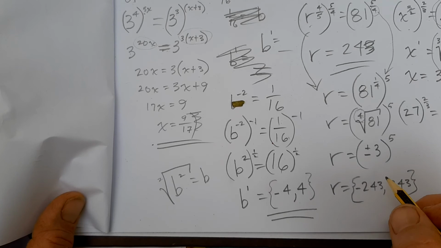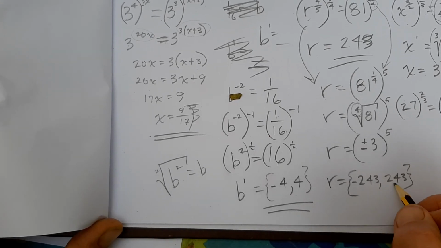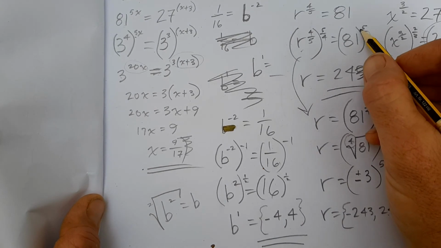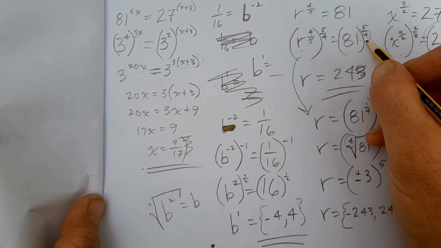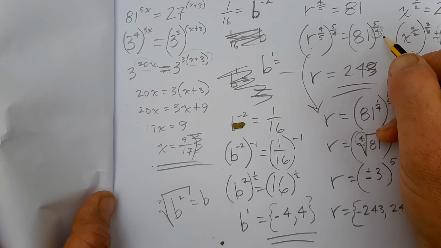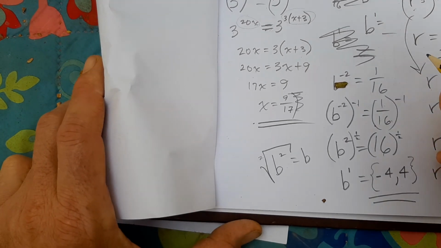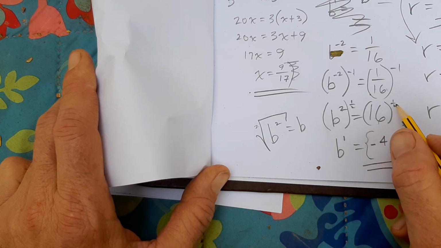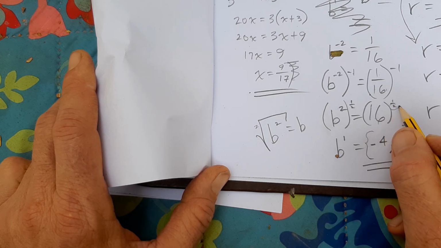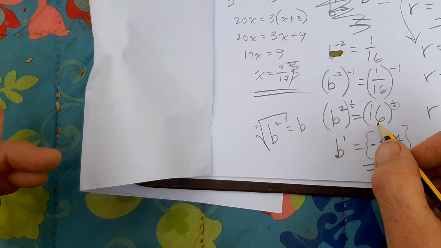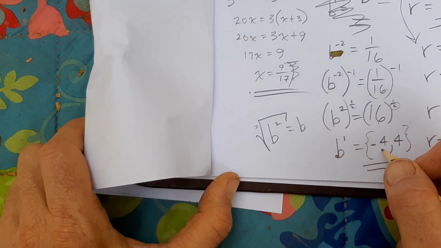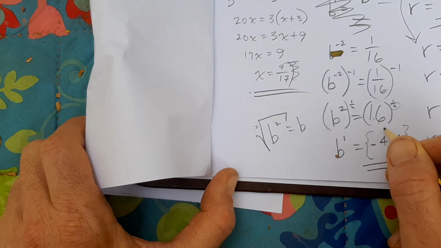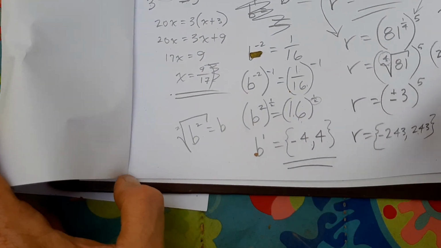This answer is 2 answers because my denominator in the exponent is even. And same thing over here. I'm taking my denominator in my exponent right there, see? So the square root of 16 is -4 and 4. -4 squared is 16. 4 squared is 16. So just be careful with that. Good luck, guys.